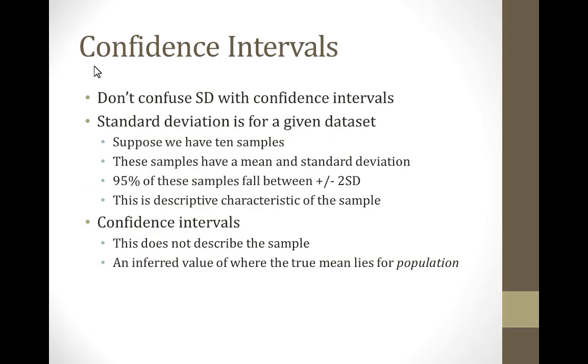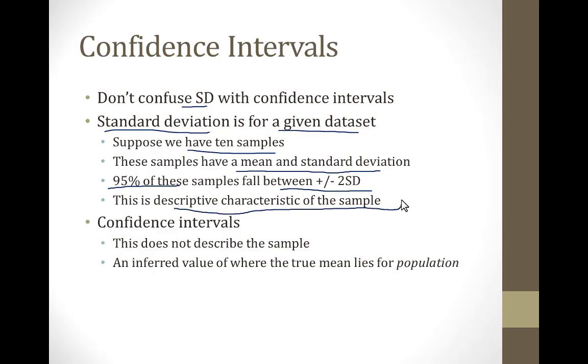Now, it's very important that you don't confuse the 95% confidence interval with the standard deviation. Remember that I said that plus or minus 2 standard deviations includes 95% of a data set. That's completely different from the confidence intervals. The standard deviation is for a given group of data points. Suppose we have 10 samples. These 10 samples have a mean and a standard deviation, and 95% of these samples are going to fall between the mean plus or minus 2 standard deviations. This is purely a descriptive characteristic of the data set and all the samples.